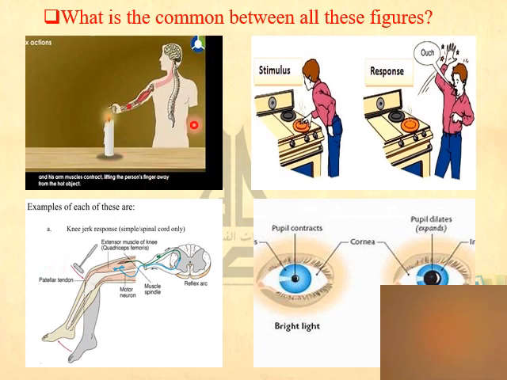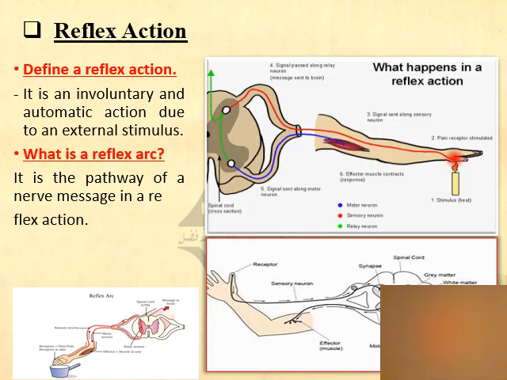Here we are pulling our hand without thinking. Do you think that I have to pull my hand away? Of course not. You pull it directly. Here is the same, and here is the same. You don't know that the pupil of the eye is going to shrink or contract. It is taking place without conscious. This is what we call reflex action. So a reflex action is an involuntary and automatic action due to an external stimulus.